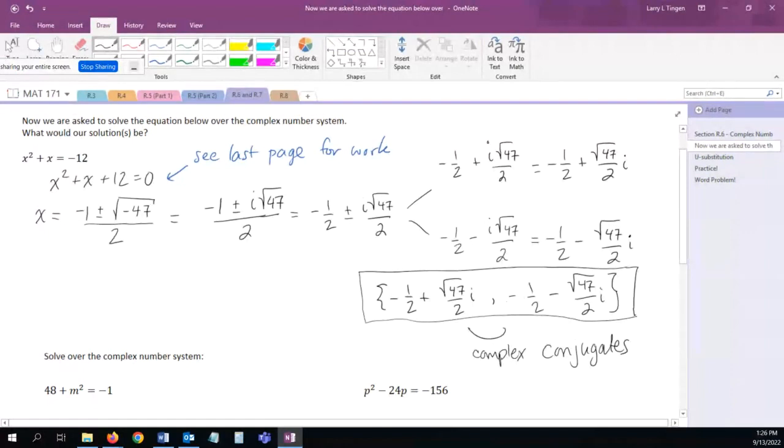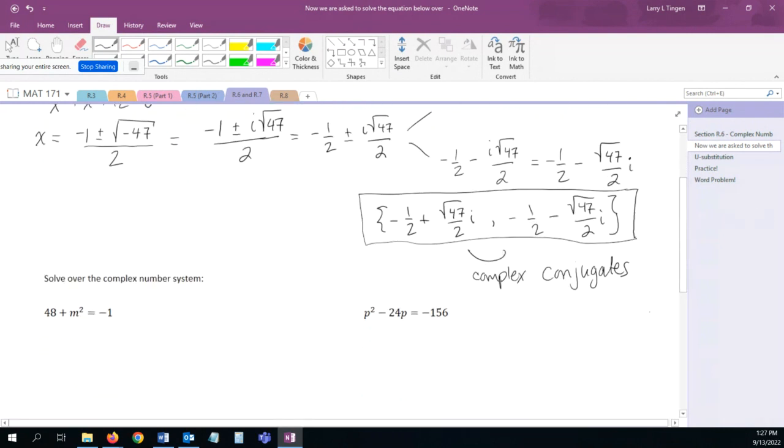The book does a really good job of just trying to remind everybody that -1/2 plus the square root of 47 over 2 i is a complex number, not an imaginary number. Imaginary i is the imaginary part. Complex numbers have a real part and an imaginary part. Sometimes the real part is 0 and they're just imaginary. But again, I've done a lot of work this semester on trying to make sure our vocabulary is correct. And the big thing in vocabulary here is imaginary is just referring to the i. Complex is referring to the number as a whole. All right.